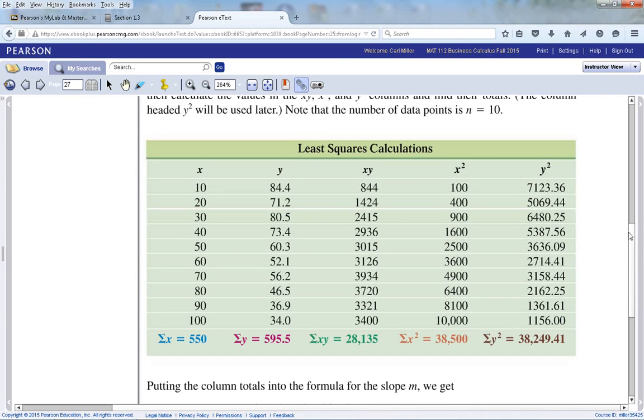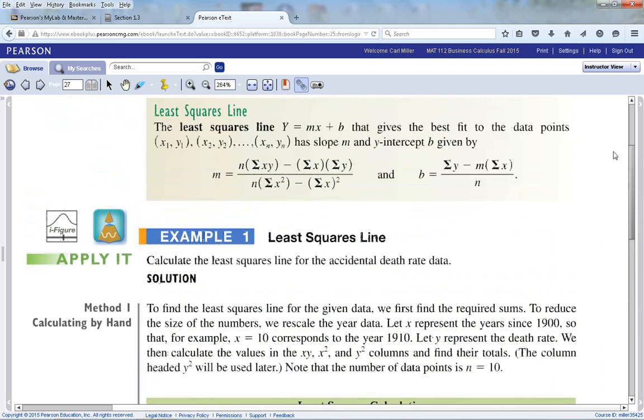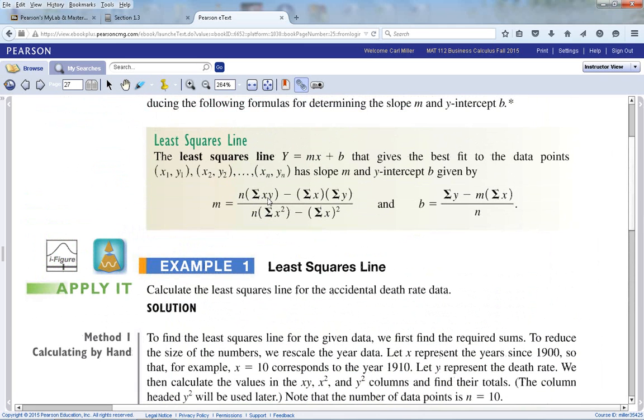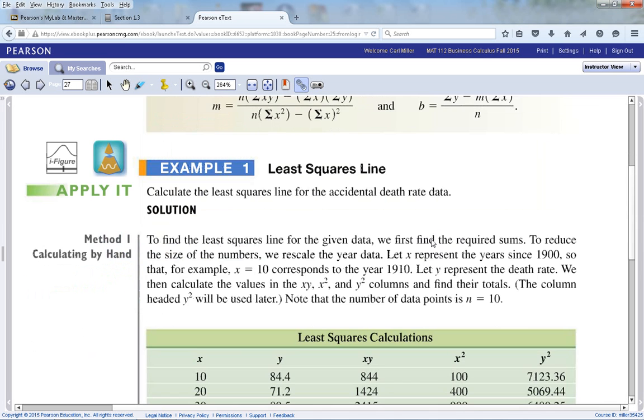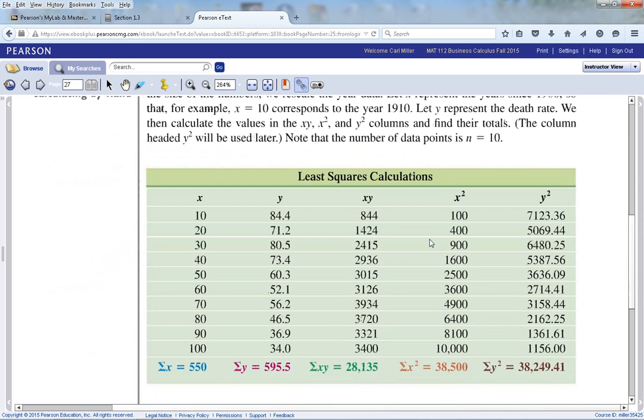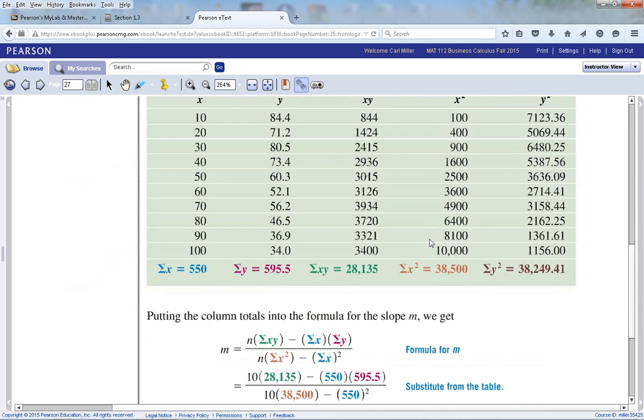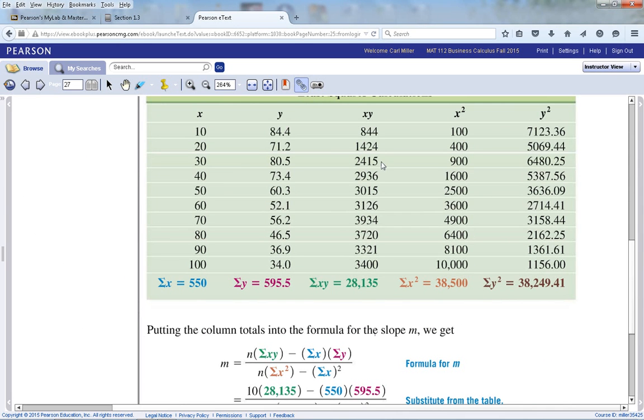Now we also need some other terms. If you go back up, you need the sum of the xy products, as well as the sum of the x squared terms. Okay, so now what we want to do is come down to our equations here and make sure that we have all of the values.